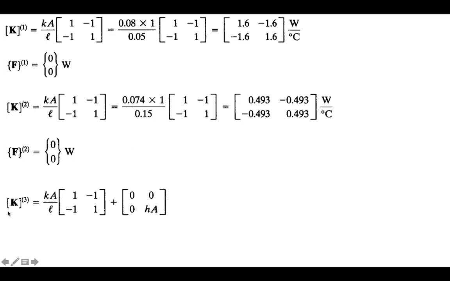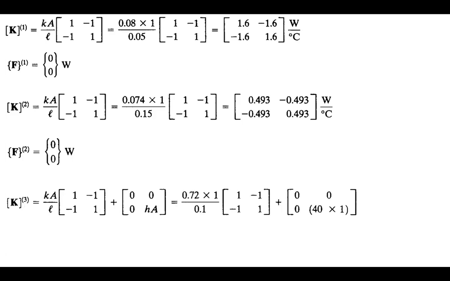This is our conductance matrix for the third element. Here K3 = A/L3 times [1, -1; -1, 1] plus [0, 0; 0, HA]. This is the term due to convection. We are adding HA at node number 4 for element number 3. So we will get the value for our conductivity or stiffness matrix as this much. Finally, we solve it to get this value. Don't forget to mention the units for all the cases.